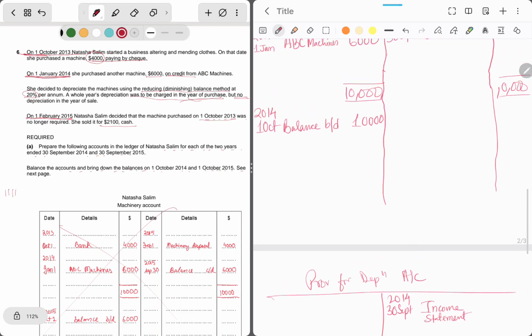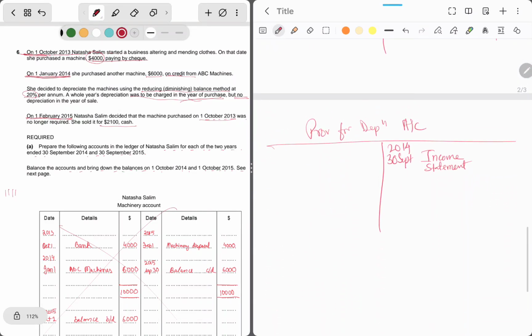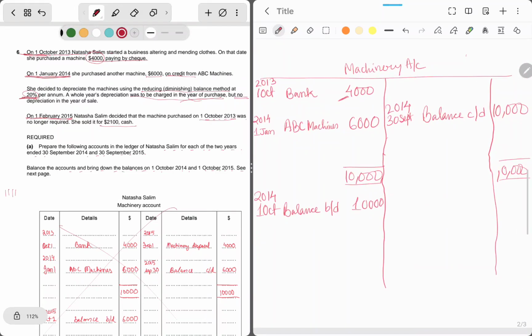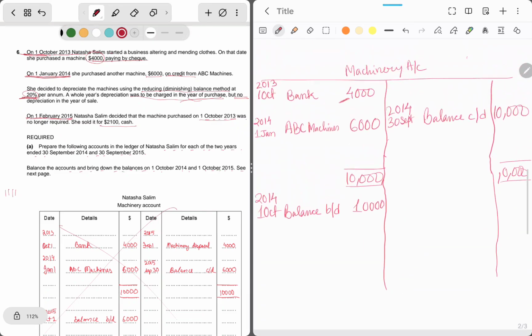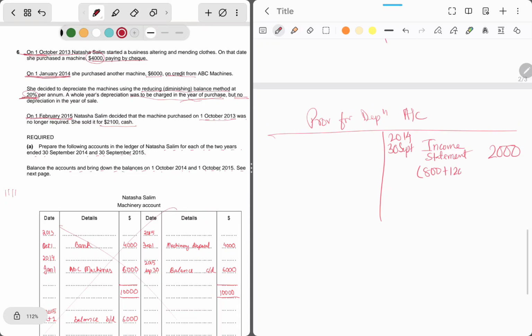So this is 4,000 plus 6,000, right? Our total machinery will be how much? 10,000. 20% of 10,000 is going to be $2,000. But mind you, 20% of 4,000 is $800, plus 20% of this $6,000 is going to be 1,200. Two machineries. I have just split it for our convenience. 800 plus 1,200, total will be $2,000.